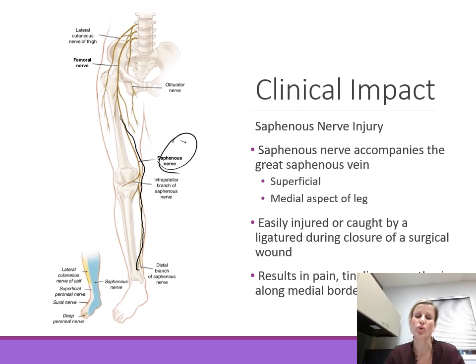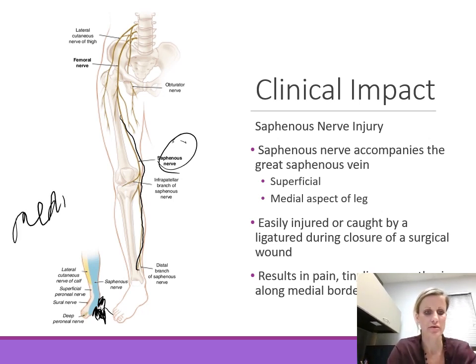Along the medial border of the foot. And if you look over here, you can see in blue the area innervated by the saphenous nerve. So you can see that there would be tingling, paresthesia, right, numbness here along the medial border, which is innervated by the saphenous nerve. Again, it innervates the medial side of the calf and foot.